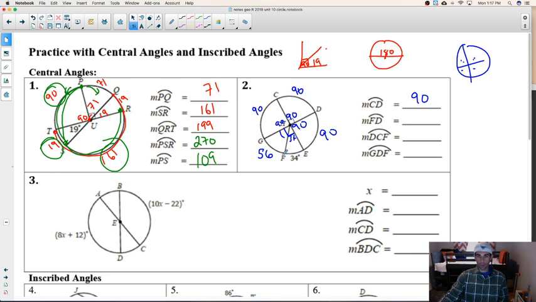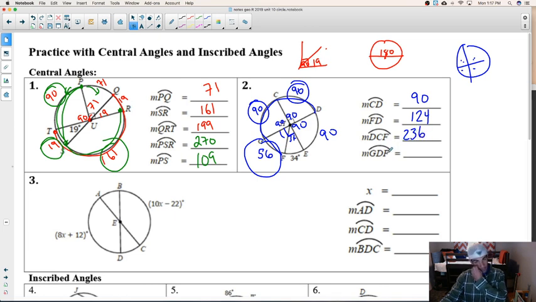Arc FD, okay, here's FD. Remember, you can go this way or you can go this way, and we're going to go the shortest distance, and that's going to be 90 plus 34. That's going to be 124. DCF, so I'm going to trace from D to C to F, and that's going to be 90 plus 56. That's going to be 236.